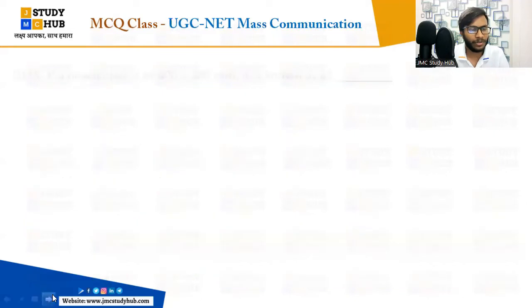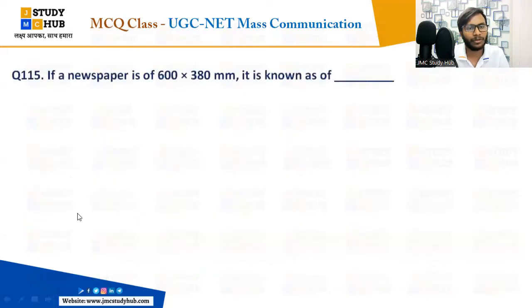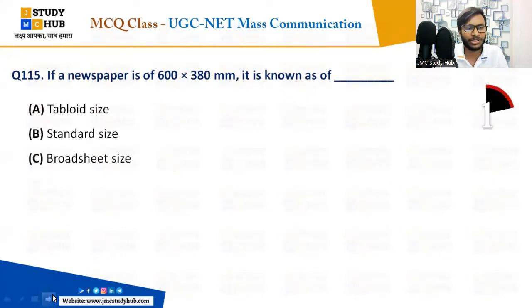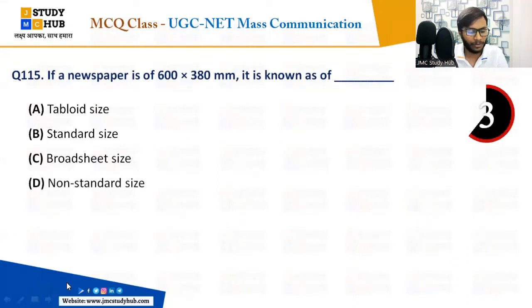Okay, so next question is about the sizes of the newspaper. Everybody, if a newspaper is of 600 into 380 mm, it is known as, jaldi se batayenge, kaun sa newspaper. Very good, absolutely very good. The options are tabloid size, standard size, broadsheet size, and non-standard size. Those who have not answered, please answer. Very important and simple questions.